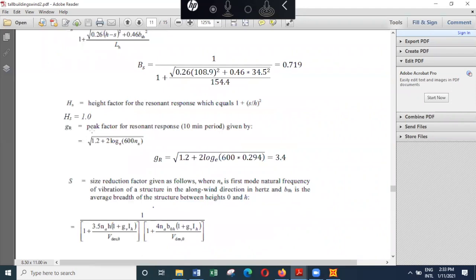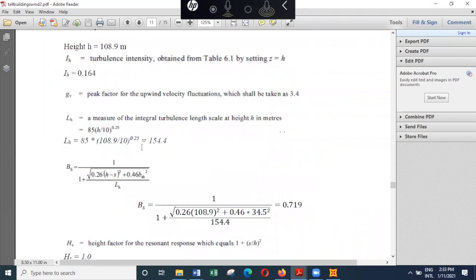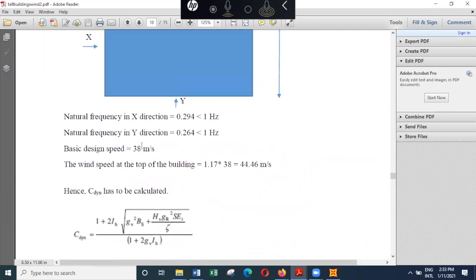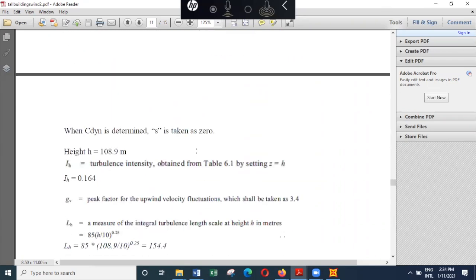And so here you get GR, the peak factor for resonance response for a 10-minute period, which is given by this equation: 1.2 plus the square root of 2 log e of 600 Na, where Na is the natural frequency of the building in the along-wind direction. And here you have to be a little careful because of this log e 600 Na. So the GR value is 1.2 plus... you have to substitute for the natural frequency in the along-wind direction, x direction, which is 0.294; across wind direction it is 0.264.